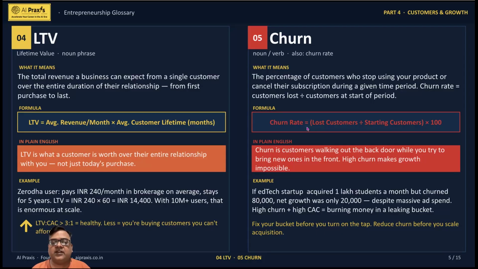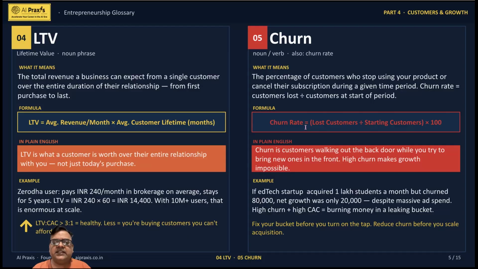Now, let's break this down. Most founders make a mistake. They think in terms of today's revenue, but real businesses think in terms of lifetime value. How much is the customer worth over time? The formula is very simple. Average revenue per month, and you multiply it by customer lifetime in months.